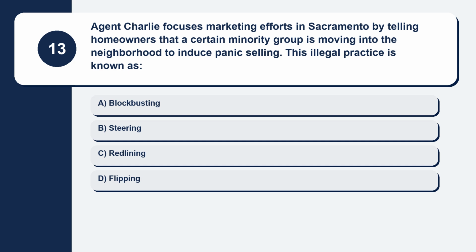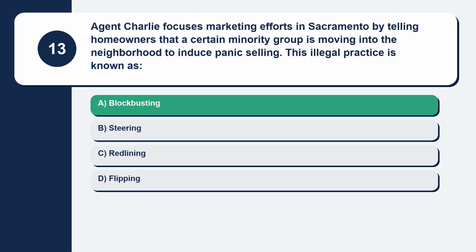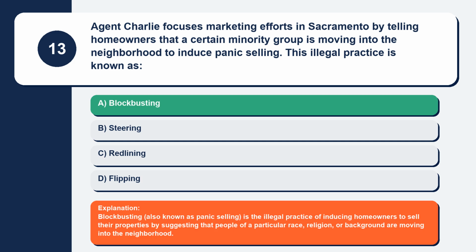Question 13. Agent Charlie focuses marketing efforts in Sacramento by telling homeowners that a certain minority group is moving into the neighborhood to induce panic selling. This illegal practice is known as. Here are your options. Option A, blockbusting. Option B, steering. Option C, redlining. Option D, flipping. The correct answer is option A, blockbusting. Explanation: blockbusting, also known as panic selling, is the illegal practice of inducing homeowners to sell their properties by suggesting that people of a particular race, religion, or background are moving into the neighborhood.